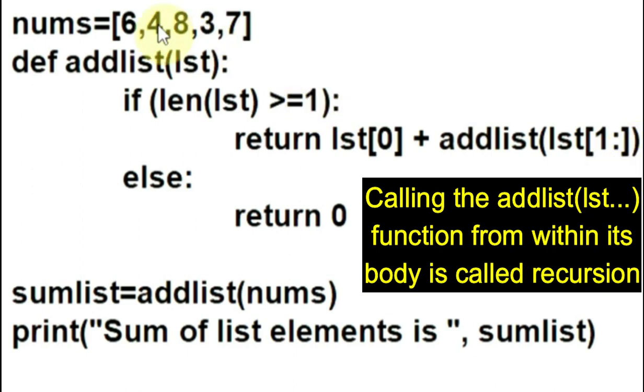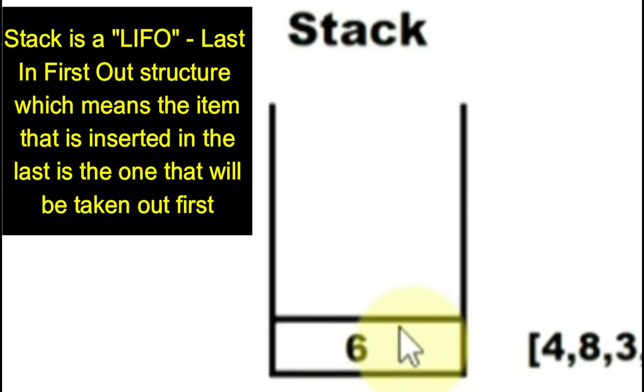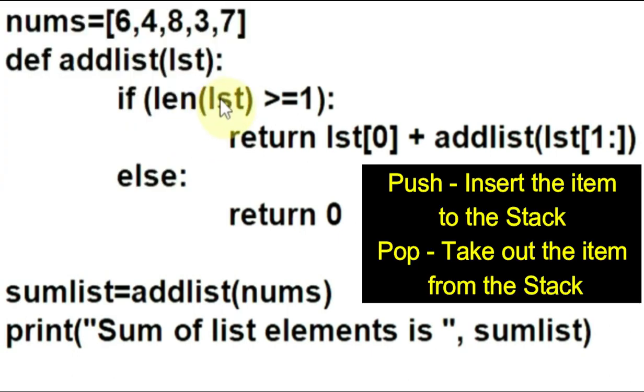So the first list element is 4. See, 6 is at 0th index location, 4 is at first index location. So from 4 till the last element, that is up to 7, all the list elements are taken and assigned to this LST parameter. That is, the first element 6 is pushed to the stack and these elements will be assigned to the LST parameter.